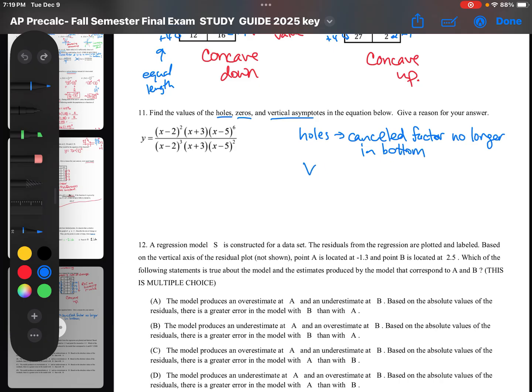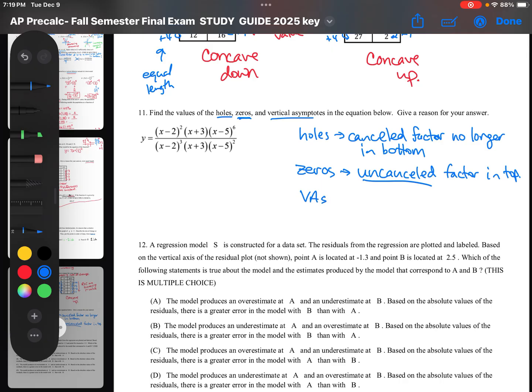Vertical, well, let's do zeros next. Zeros: uncanceled factor in the top. I say uncanceled because if you canceled it at all, then it's no longer an x-intercept, okay? Uncanceled factors that are left in the top. Those are your zeros or your x-intercepts, okay?